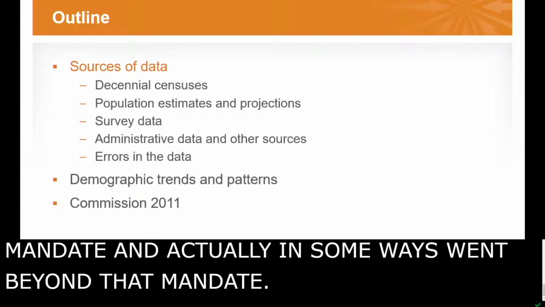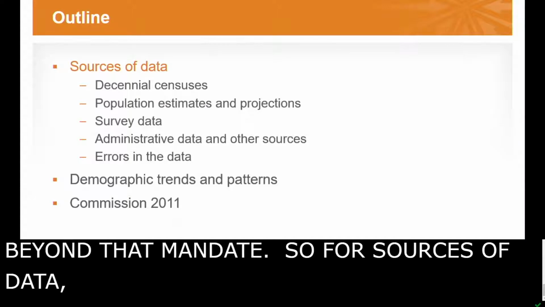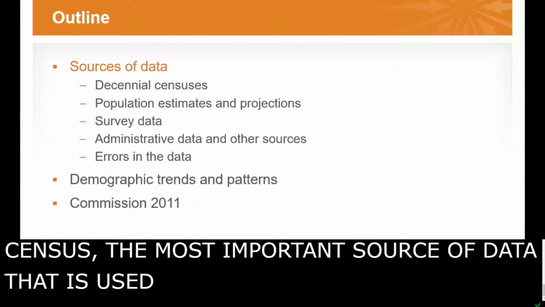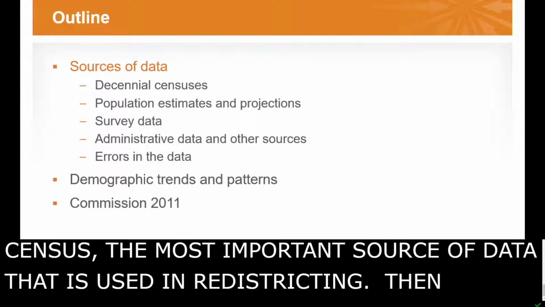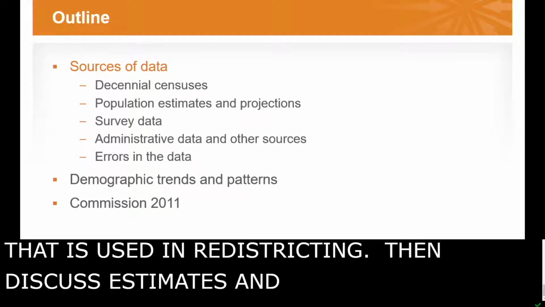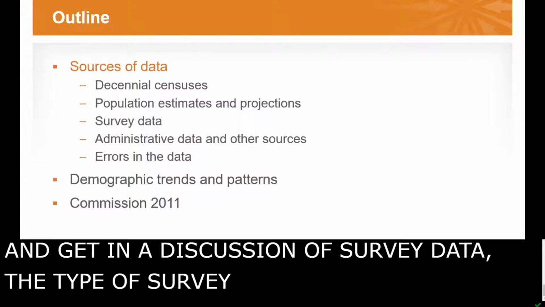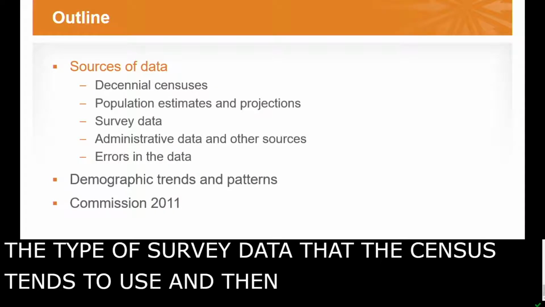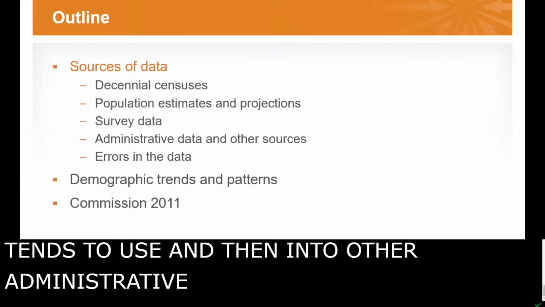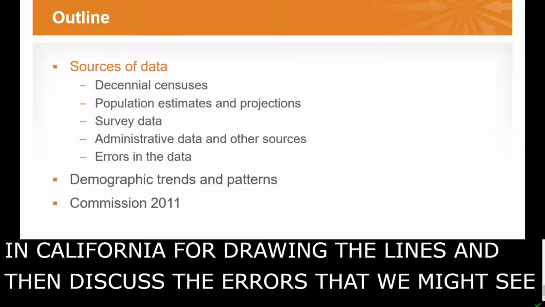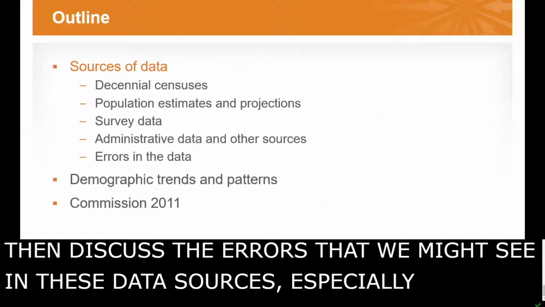So for sources of data, I want to talk first about the decennial censuses, which is the most important source of data that is used in redistricting. Then discuss estimates and projections, the distinctions between those two things. Then get into a little bit of a discussion of survey data, the kind of survey data that the census tends to use, and then into other administrative data that will be available in California for drawing the lines, and then discuss the errors that we might see in these data sources, especially in the decennial census, which might be relevant to some of the work that the commission is going to be doing.